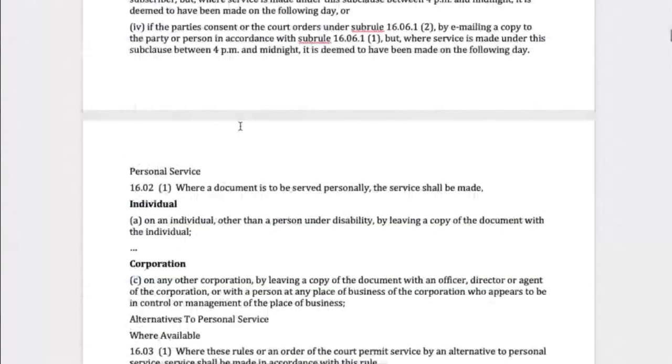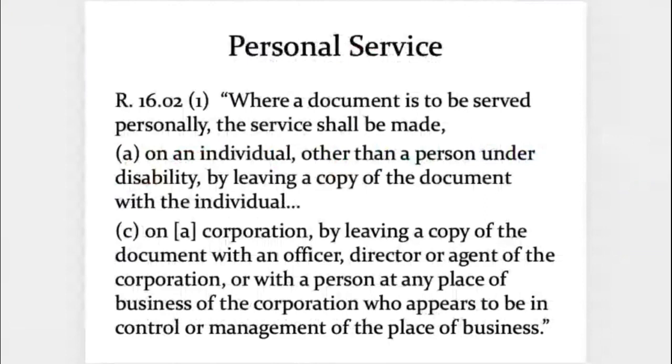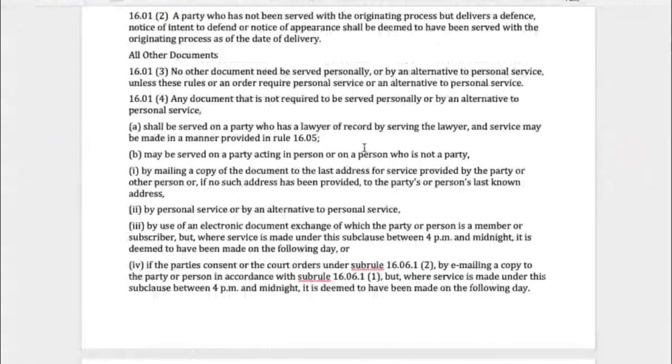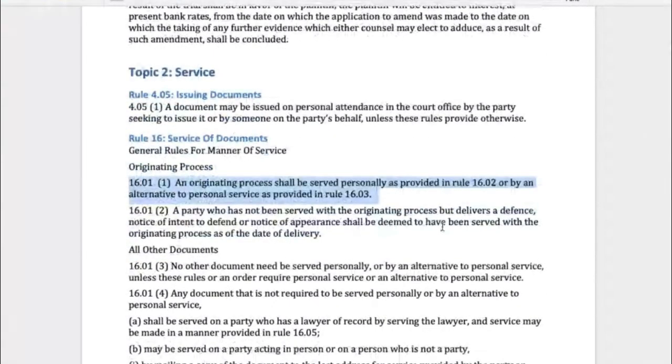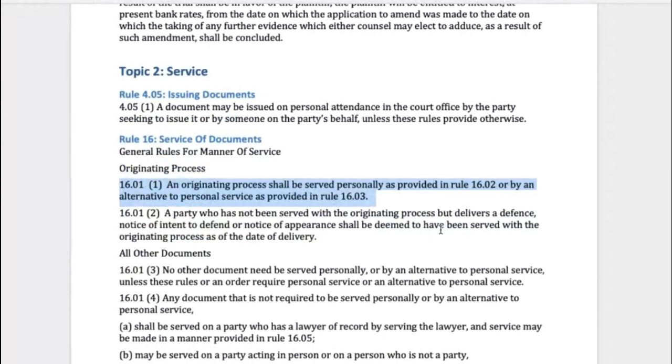Okay, so our personal service requirement applies to originating process. So what do you think that is? Okay, so here we go. An originating process, 16.01 sub 1. It's originating process that has to be served personally. What do you think originating process is? What does that mean? Okay, so it could be the first pleading.